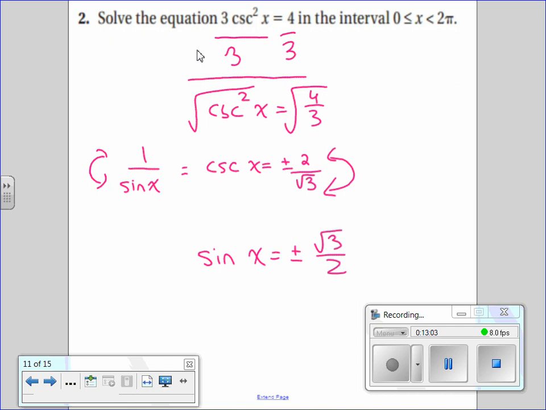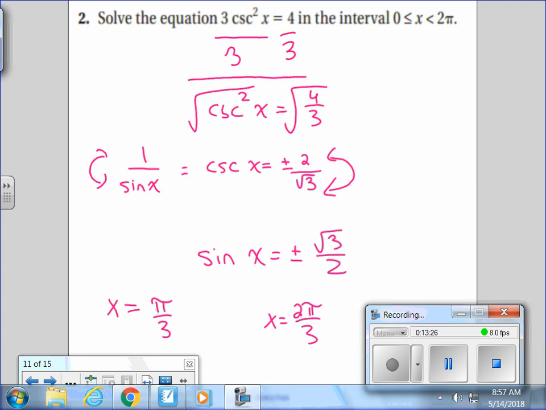At this point, you can look at your unit circle again, looking for y values of radical 3 over 2. I feel like we already did that earlier on. Yeah, we absolutely did. Those two locations are pi over 3 and 2 pi over 3.